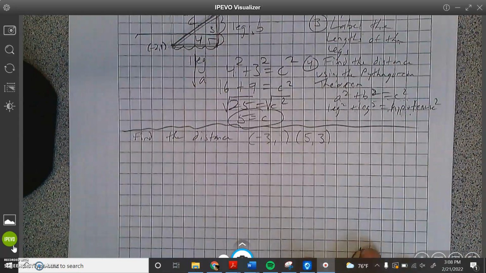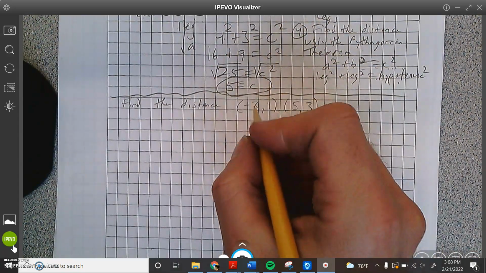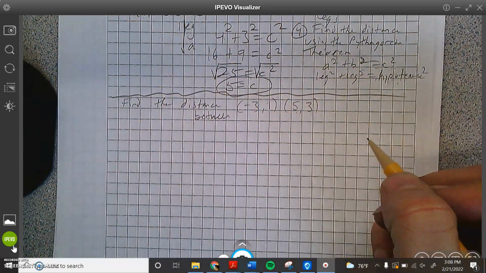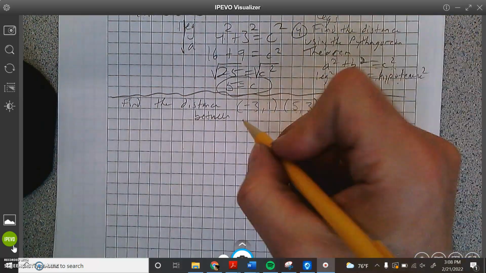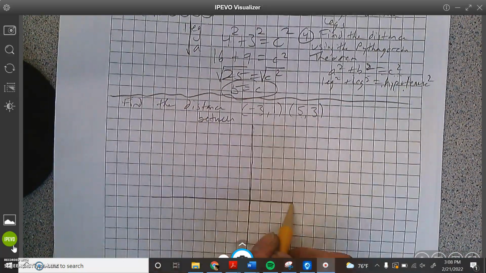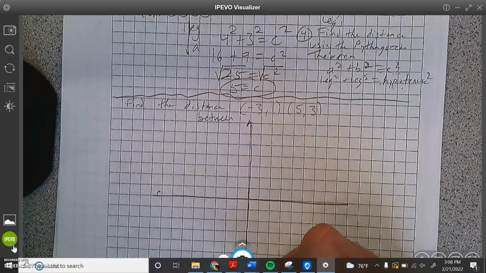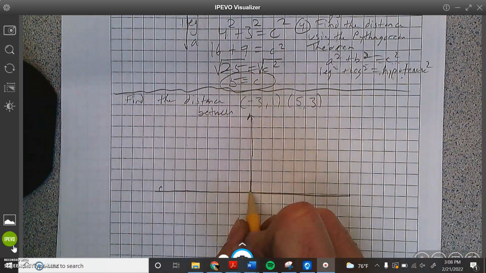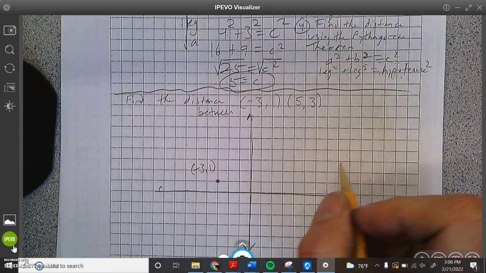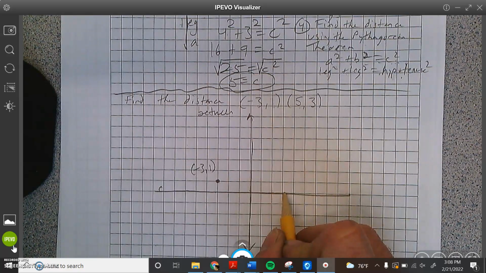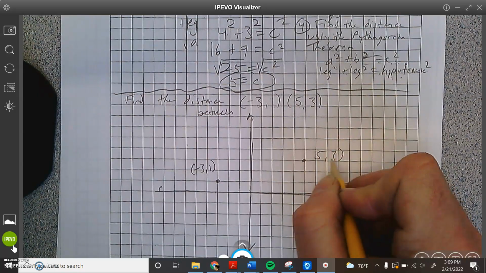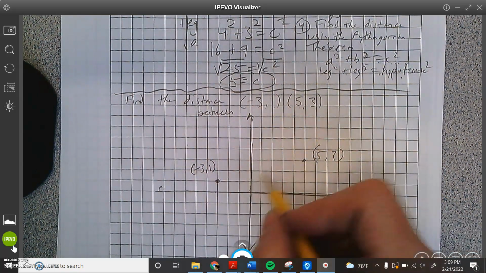All right, another one. Find the distance between (-3, 1) and (5, 3). Write that down. All right, let's get our coordinate plane. (-3, 1): 1, 2, 3, 1. Bam. Okay, (5, 3): 1, 2, 3, 4, 5, and 1, 2, 3. There it is. So let's find the distance between those 2 points.